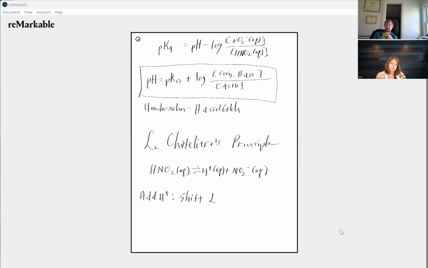Buffers resist changes. Now, will the pH not change at all? No, the pH is going to change, but only a little bit. pH is not going to change dramatically at all.